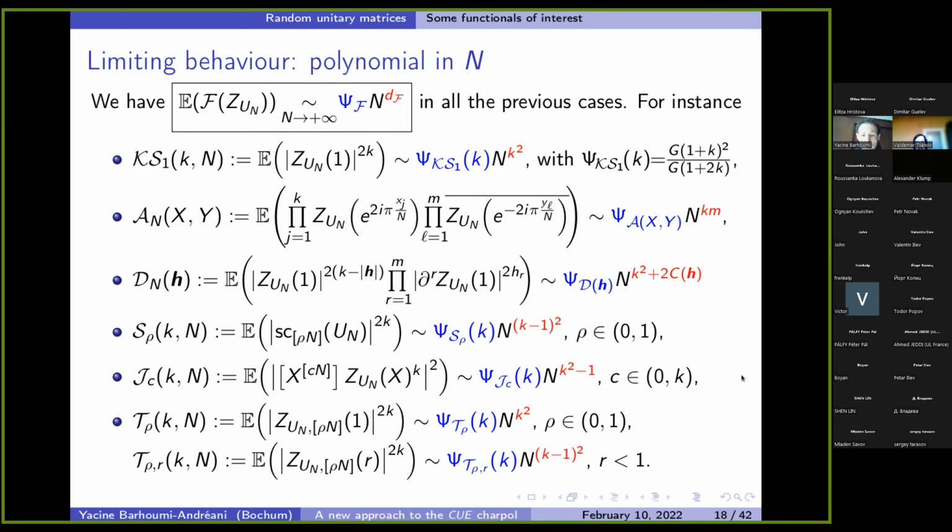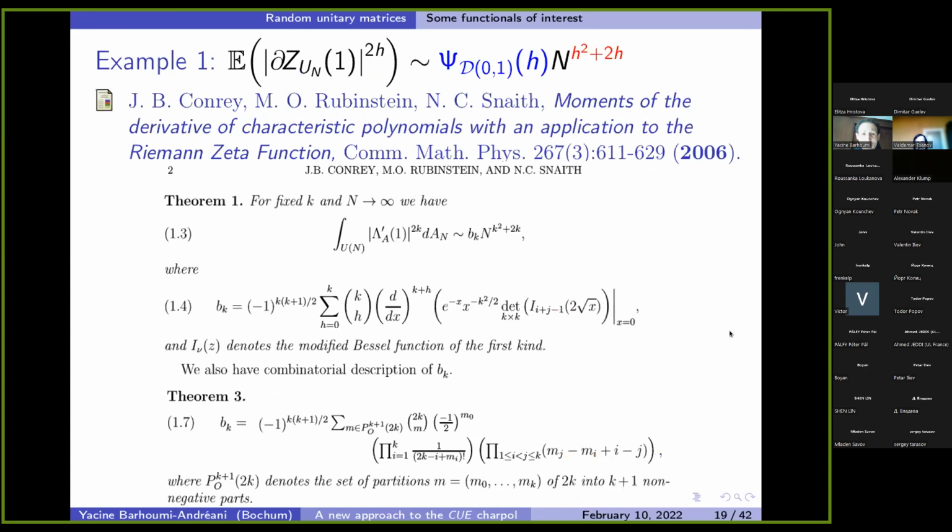Okay, so now you have seen one example of the limiting functional. The question is what these coefficients look like. And I give you a few examples. So for instance, for the derivatives, this is a paper by Conrey, Rubinstein, and Snaith. You see that here they have what I write as an expectation, an integral over the unitary group.